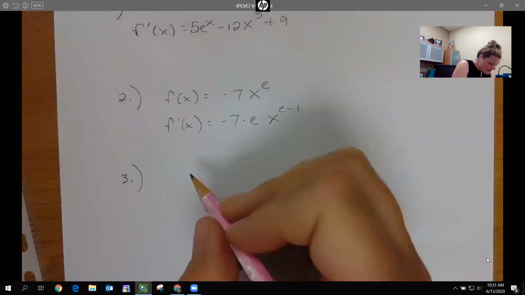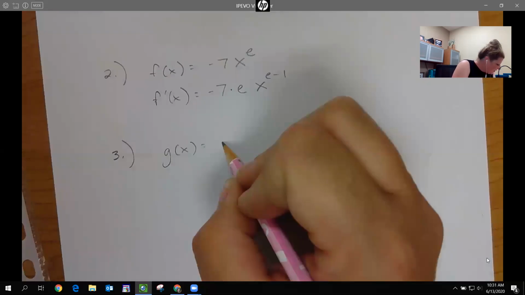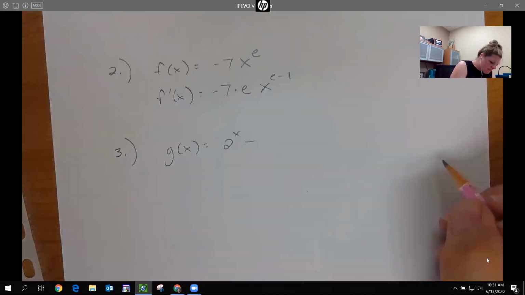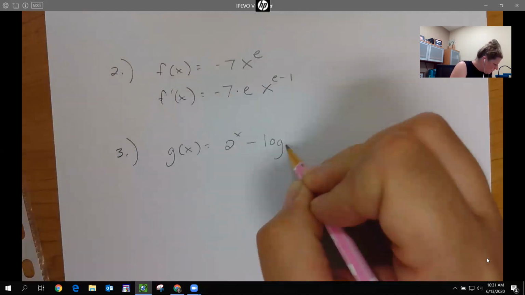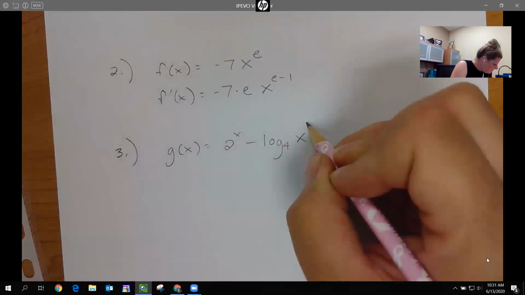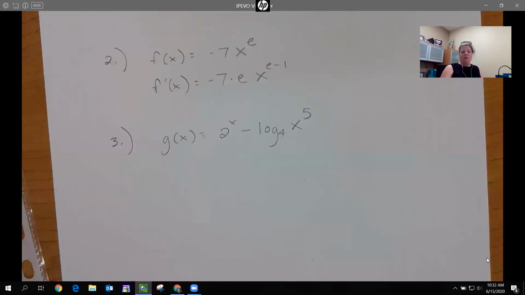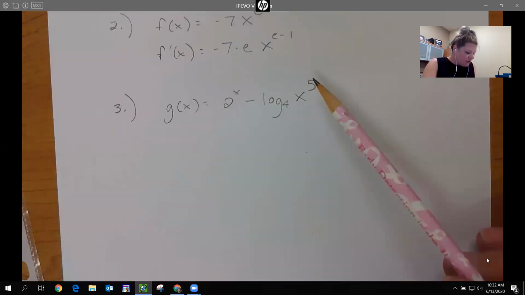What if I say g of x is equal to 2 to the x minus log base 4 of x to the 5th? Ew. First of all, I probably should have done a couple more. It's fine. I should have probably done just this one alone.